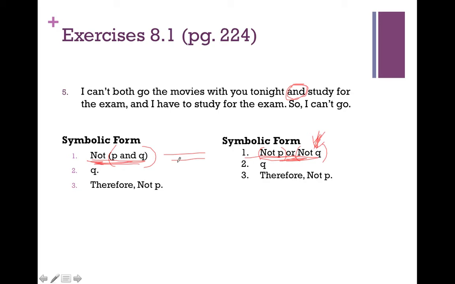If you didn't get one of these two, it's not a big deal at the moment. I don't even know why they put this one in this section. This was kind of a tricky one. Anyway, end of the day, this is a valid argument.